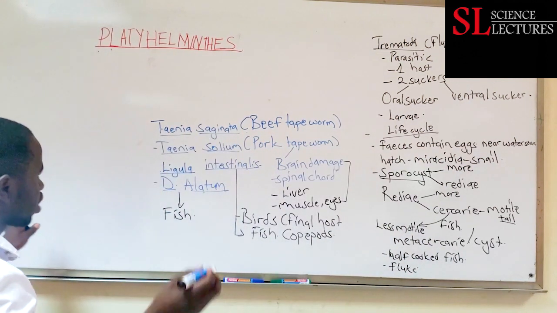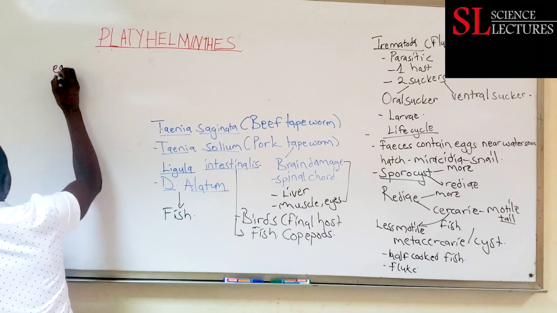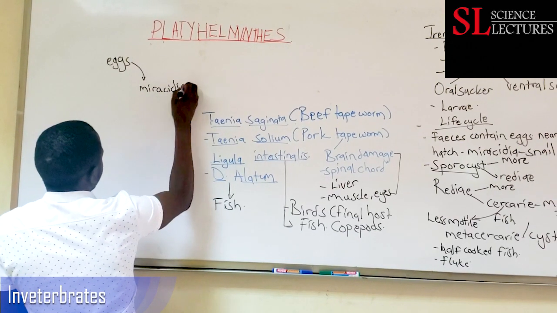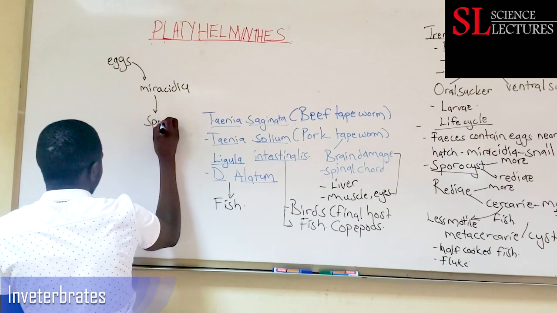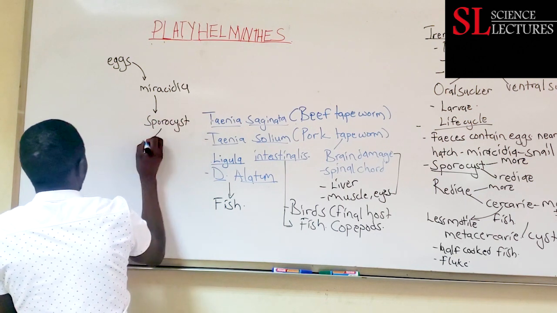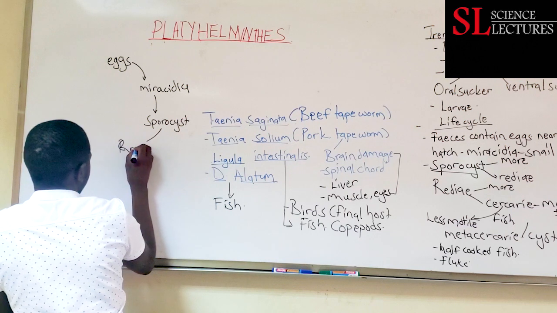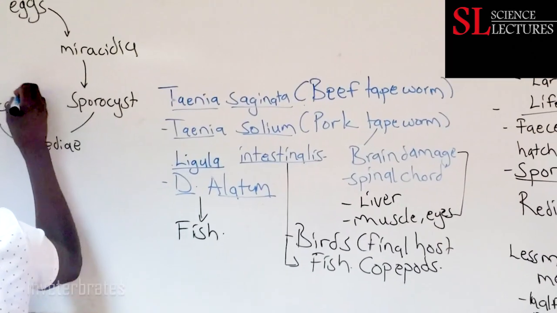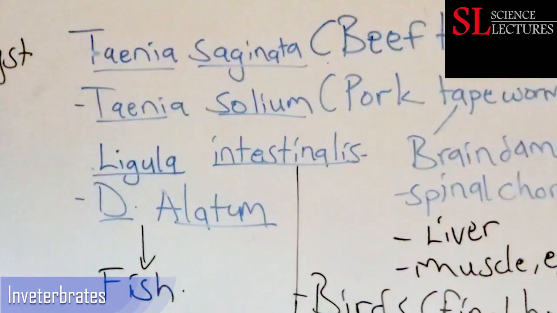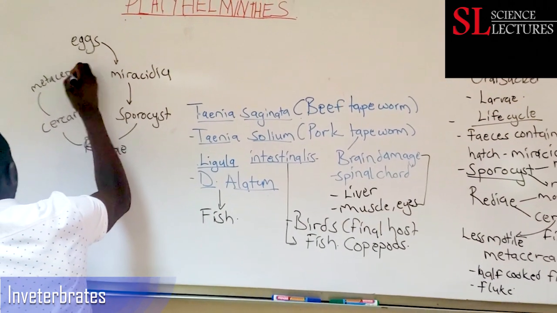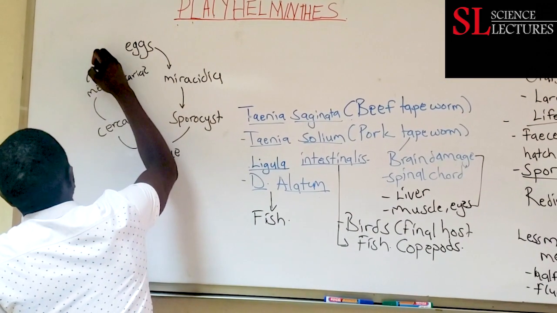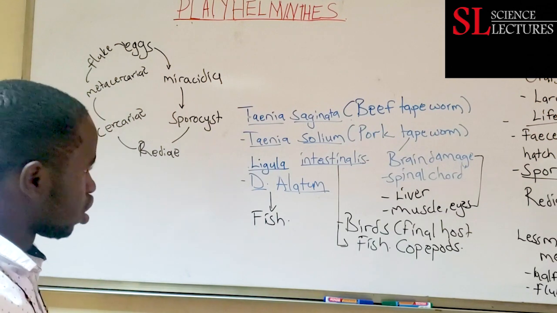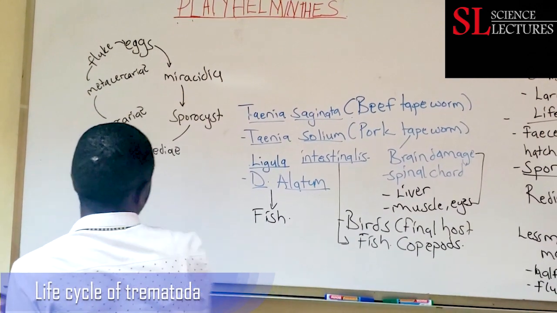So just to summarize the whole cycle, it will begin with eggs. Then the eggs shall hatch to form what we call the miracidia. Then the miracidia shall form the sporocyst. Then the sporocyst shall form what we call the redia. Then the redia shall form the cercaria. Then the cercaria shall form the metacercaria. Then the metacercaria shall form a mature fluke. Then the fluke shall lay more eggs, and the cycle continues. So that is basically the life cycle of a trematode.